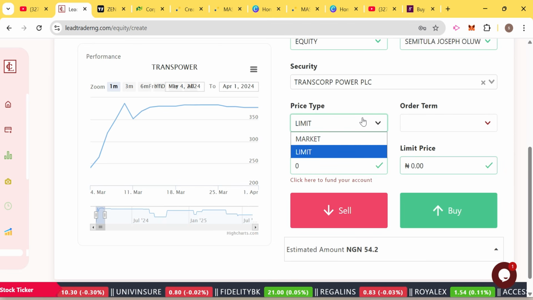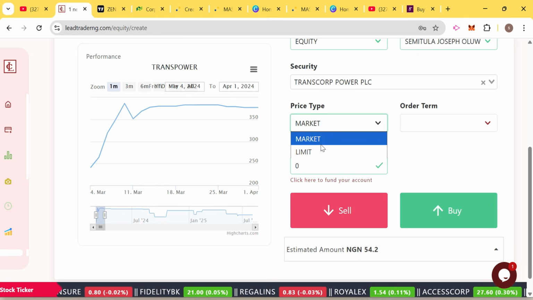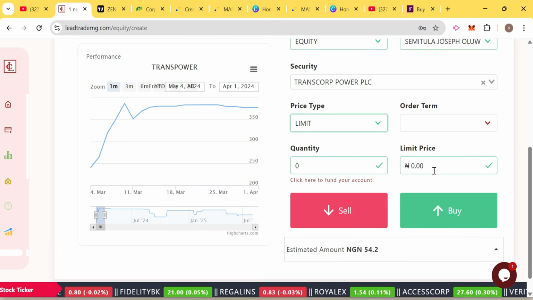But look, when we click market, it will not give us the chance to use limit. You see, you only have to put your quantity when you choose market. But once you choose limit, you have the chance to choose your price here, which is this place.